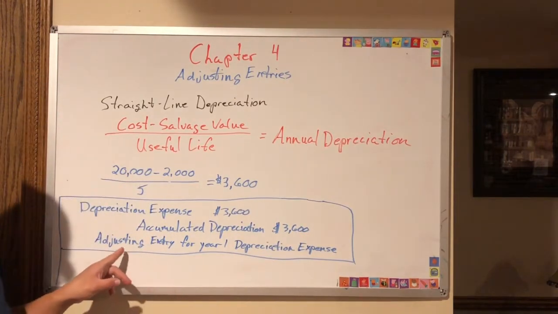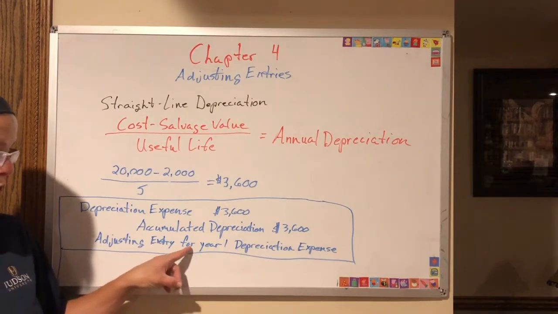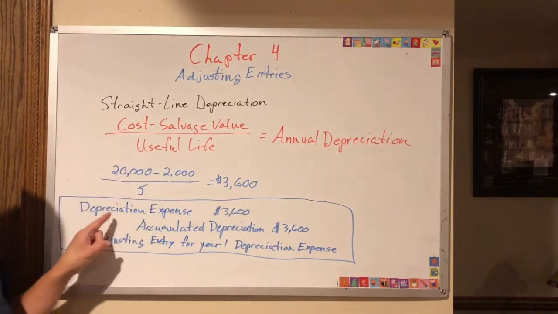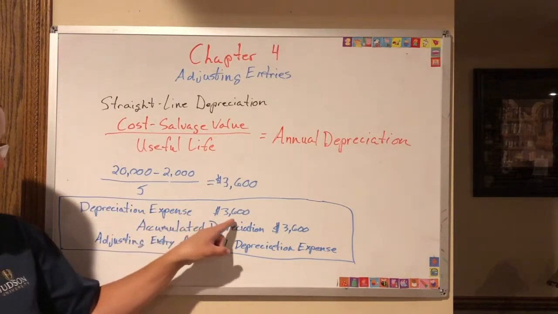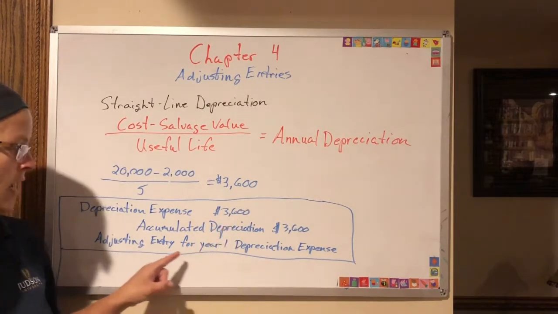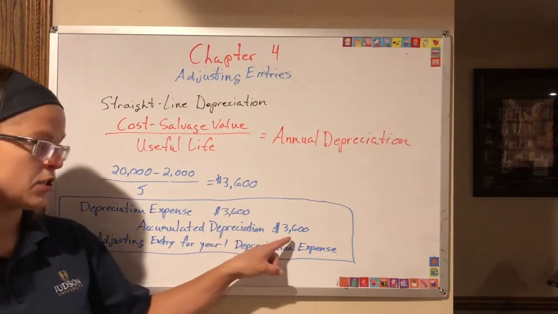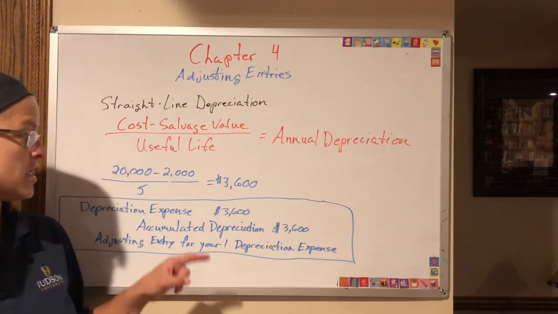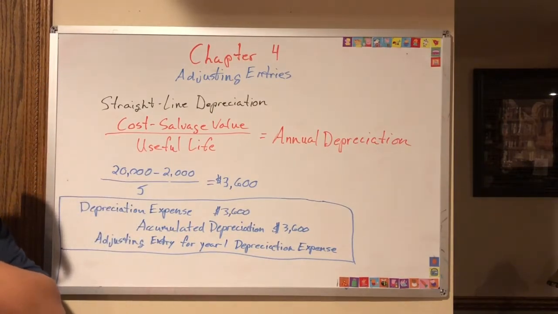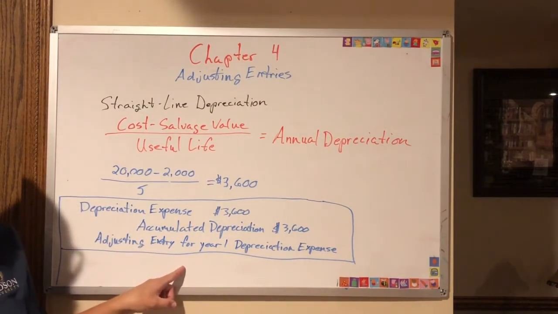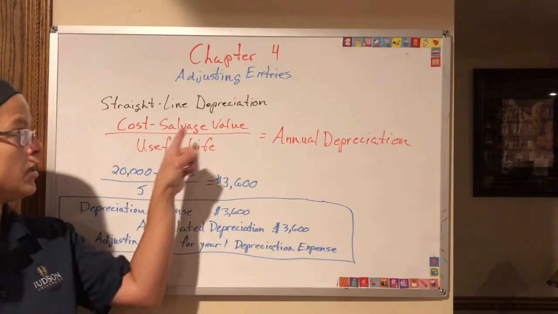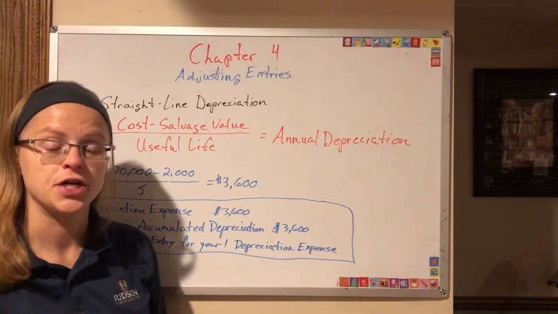So then we would just put in here a note, adjusting entry for year one depreciation expense. Right? So depreciation expense is our debit, and accumulated depreciation is our credit. And accumulated depreciation is a contra asset. So that is the other reason we would have to adjust the entries for depreciation. And you'll just need to know straight line depreciation for this class.